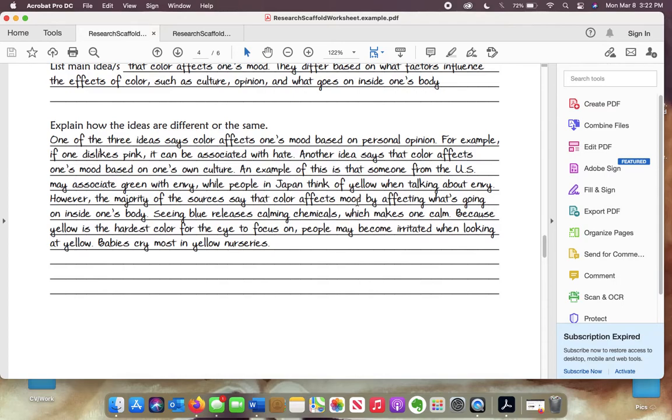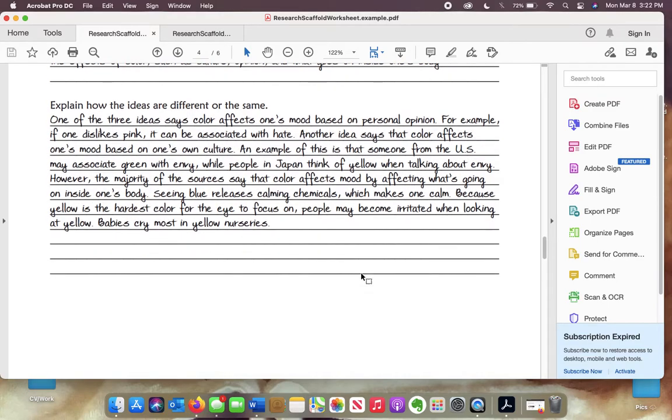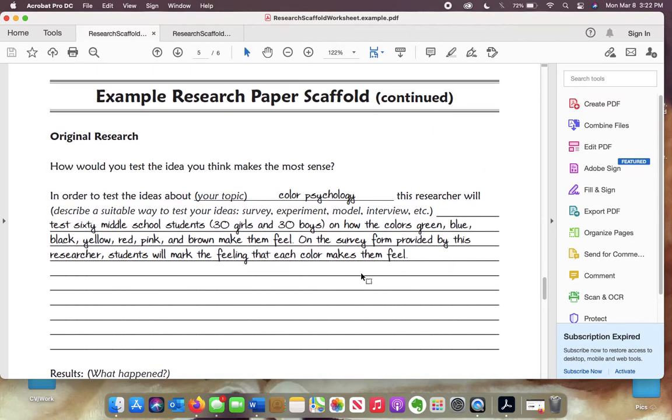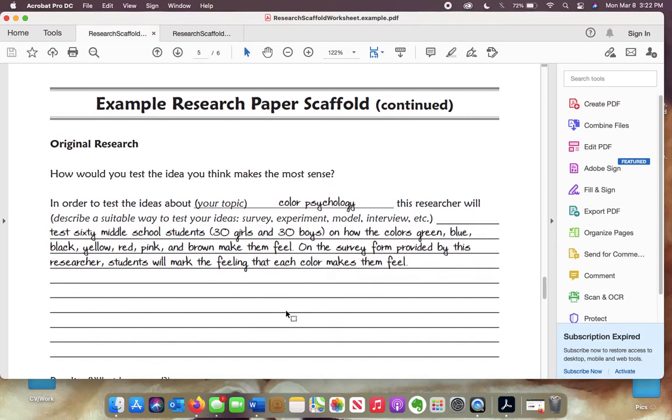However, the majority of the sources say that color affects mood by affecting what's going on inside one's body. Seeing blue releases calming chemicals, which makes one calm. Because yellow is the hardest color for the eye to focus on, people may become irritated when looking at yellow. I did not know that. And babies cry most in yellow nurseries, which is interesting when all these parents, when they try to do a quote-unquote gender neutral color, they always pick yellow. Maybe that's why the babies don't like it. They say pick a pink, pick a blue, do something like that.